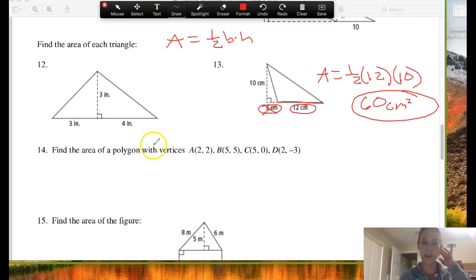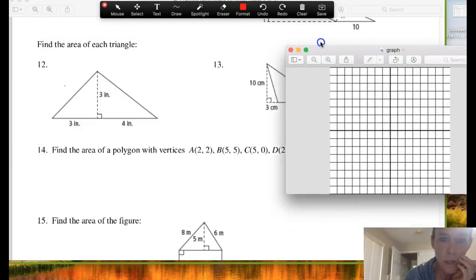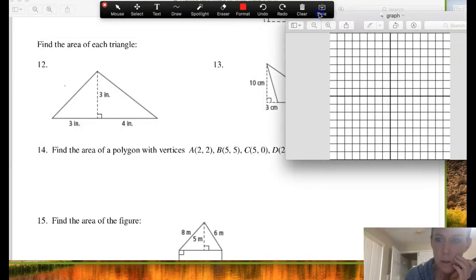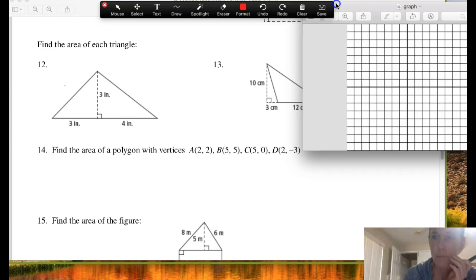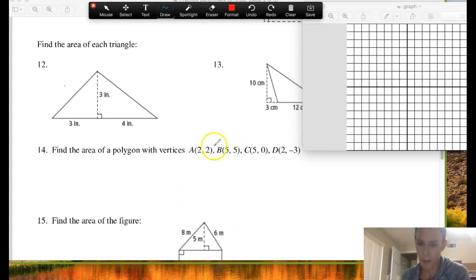Number 14, find the area of a polygon with these as the vertices. I always like to draw this out. Let's go ahead and pull up a little grid. Hold on. Okay, so here's a little grid I pulled up. We want a polygon with these as vertices. So you can just draw this out by hand just so you can see what you're looking at, just for ease of doing this. So we're going to go, A will be over 2, up 2. So there's your A.